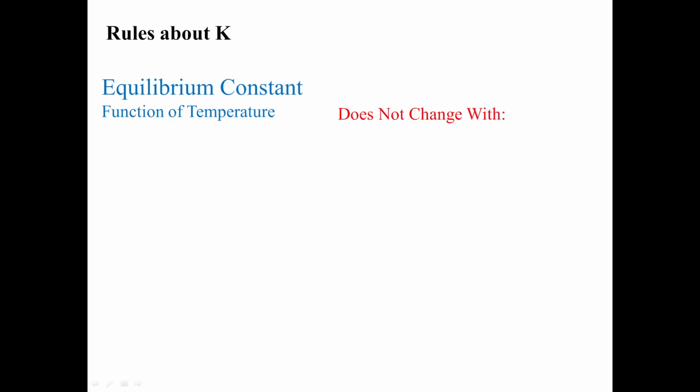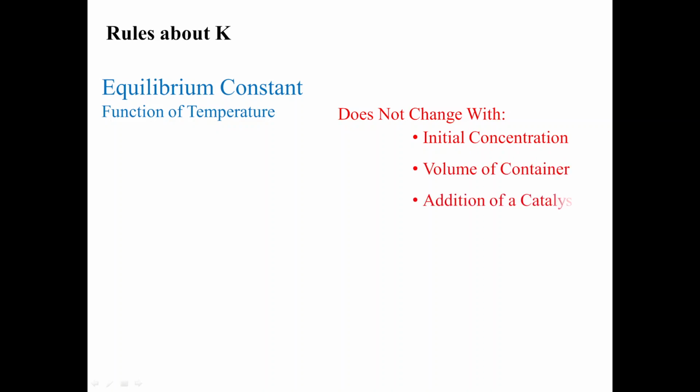And I want to talk a little bit about some of the rules involved with our equilibrium constant. First thing is that our equilibrium constant is a function of temperature. So at different temperatures, that's going to change the value of the equilibrium constant. Now there's a few things that don't change our equilibrium constant, and that would be the initial concentrations, the volume of the container, and any addition of catalyst.